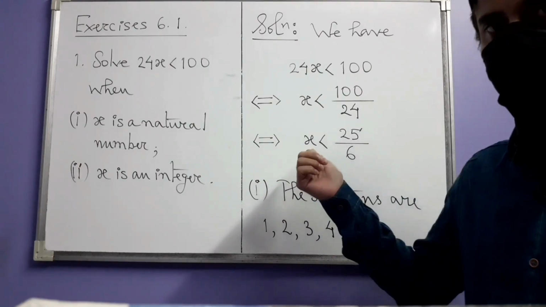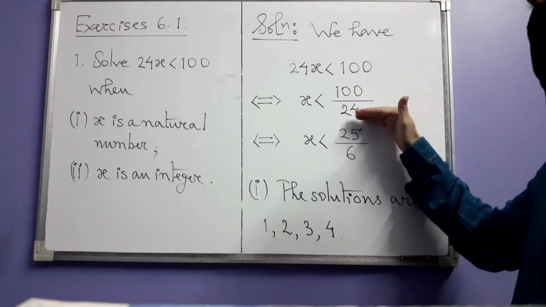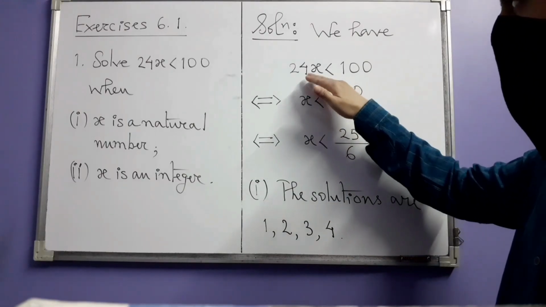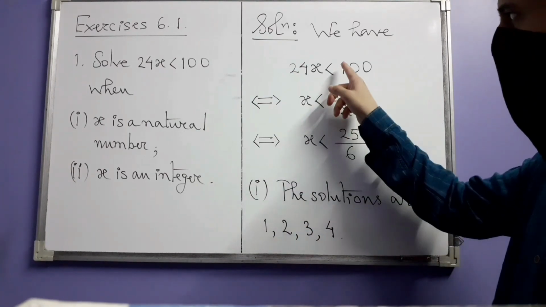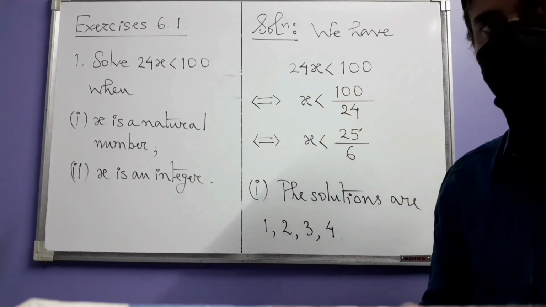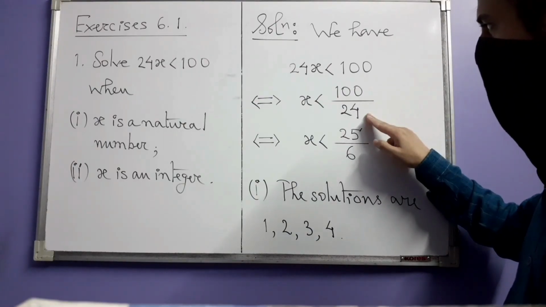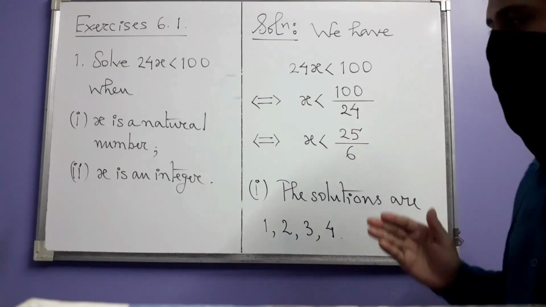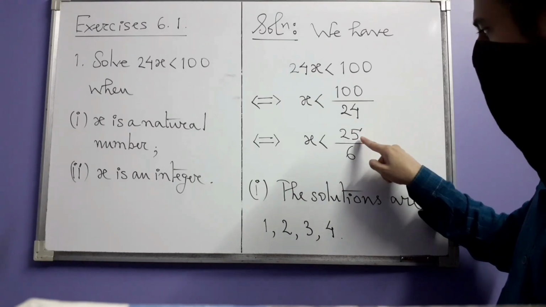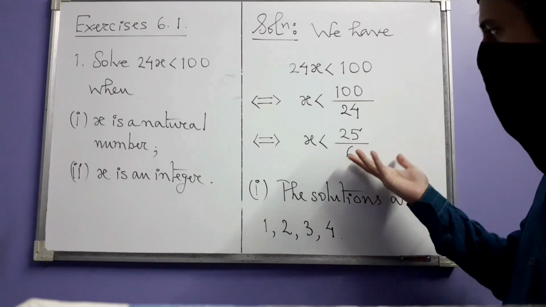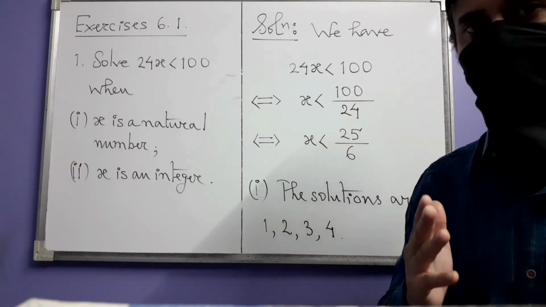So we take the inequality 24x less than 100. This is equivalent to this. And we obtain this from this by dividing both sides by 24. Because 24 is positive, the inequality maintains its direction. It does not get reversed. So that way we get 100 divided by 24. Now if you cancel the common factor 4 from the numerator and denominator, you have 25 in the numerator and 6 in the denominator. So from this you can clearly see that your x has to be less than or equal to 4.